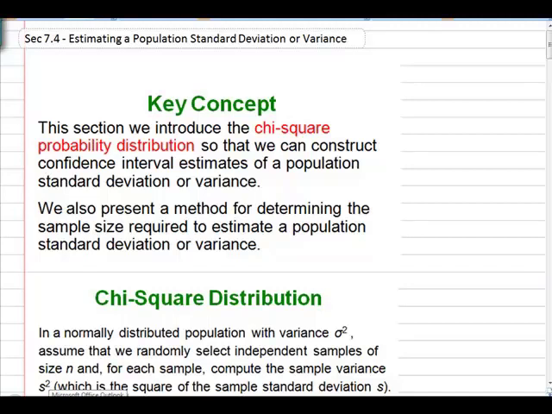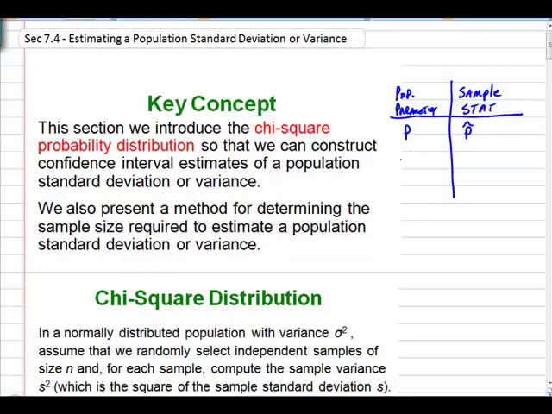All right, section 7.4 is estimating a population standard deviation or variance. I'm going to summarize what we've looked at so far in chapter 7. We have our population parameters that we're trying to estimate by using our sample statistics. We started with our population parameter P, and we used P hat as our single best point estimate.